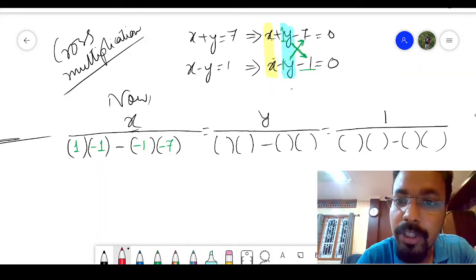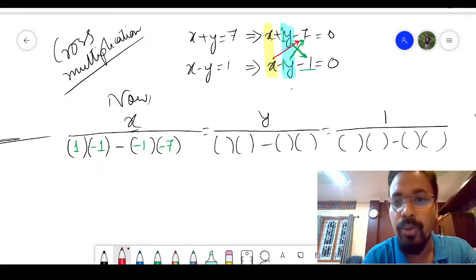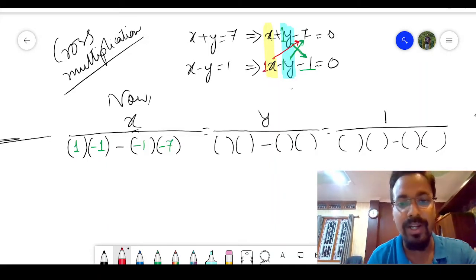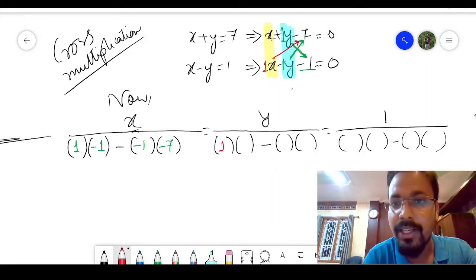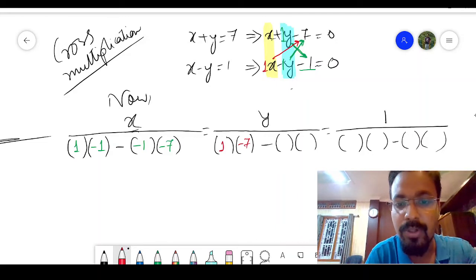You start from the bottom and you go up. So what is the coefficient of x? Coefficient of x is 1. So you are going to put 1. And here the constant is minus 7. You are going to put minus 7.